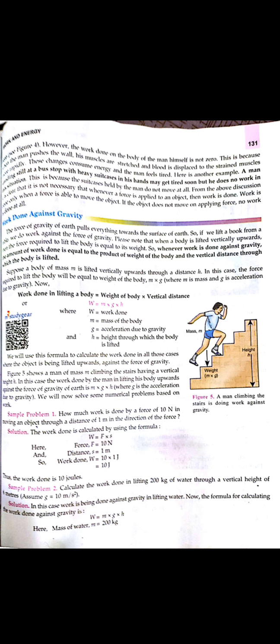So here the displacement is 1 meter, and the force applied is 10 newtons. On multiplying both, we can find the work done. So work done is equal to force into displacement, 10 into 1 meter. Newton meter is given as joule. So the work done will be 10 joules.